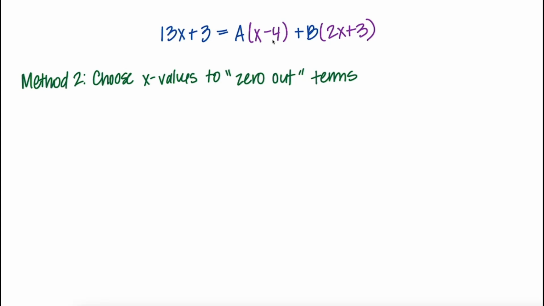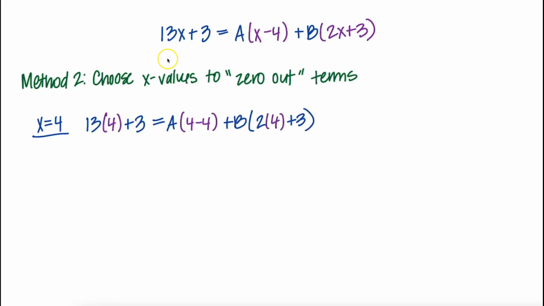So we're going to take that value, x equals 4, and we're going to substitute it into this equation into each x. So if this is truly an equation, we should be able to substitute any x value in the right and left, and it should still be equal. Well, if we now plug in 4, with a 4 in each x, we can see that this whole term is going to zero out.